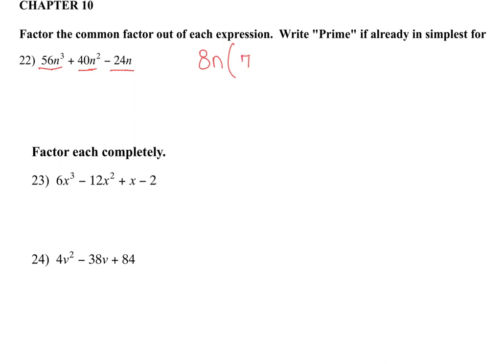We took one of the three n's, we have 2 left. 40 divided by 8 is 5. We took one of those n's. Negative 24 divided by 8 is negative 3. We took both of those n's. That is my answer. That is just common factor.